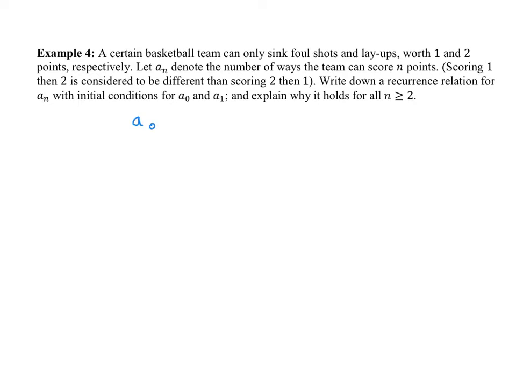So we have an initial condition of a sub 0 that the question wants us to deal with. So a sub 0, if you score 0 points the whole time, that would be one way that could occur. So we miss everything the entire game. So a sub 1, if we were trying to think of all the ways that we could score 1 point, that would be just making the single foul shot. So there would be one way to do that as well. So a sub 2, how many different ways could we get 2 points at the very end of the game? Well, you could make the 2 foul shots and you could have the 1 layup. So there's 2 different ways.